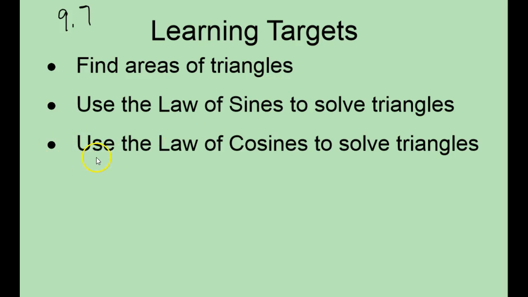And then our third learning target was to use the law of cosines. We use this law of cosines to help us find one more piece of the triangle, and then we would use the law of sines to solve the rest of it. So the big thing with law of cosines is to make sure that the side length and the angle that you're using are on opposite sides of the equal sign. Now that we've looked through these learning targets, go ahead and work on your homework for 9.7.